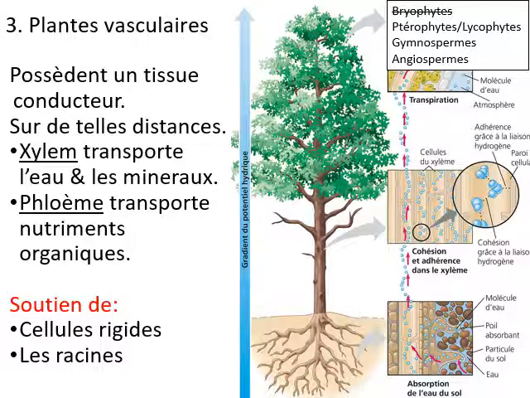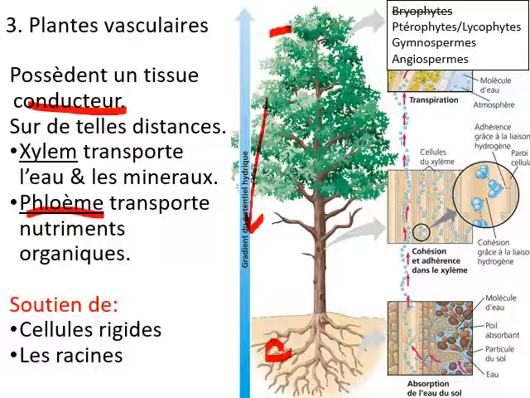Vascular plants have conductive tissue to transport water and nutrients over the long distance that it takes to get from the roots to the top leaves. Xylem is the tissue that transports water and minerals up from the roots. Phloem is the tissue that transports organic nutrients down from the leaves.